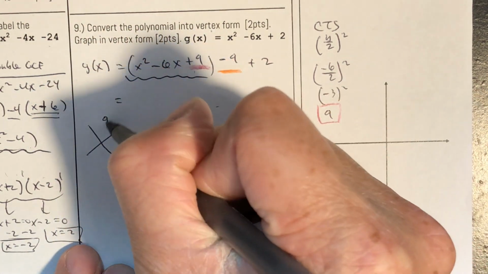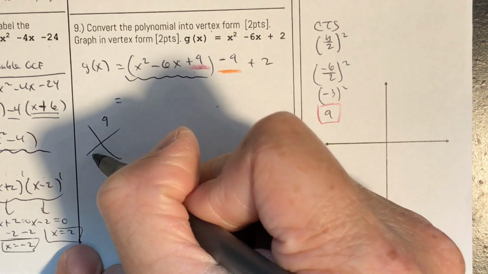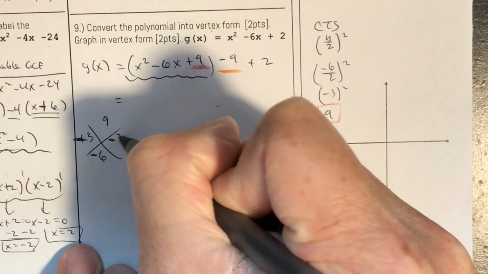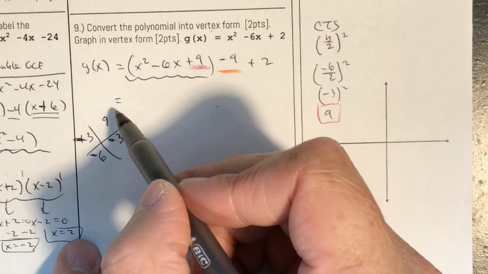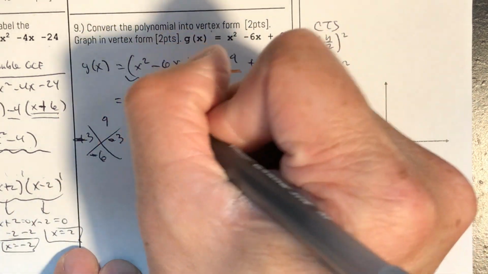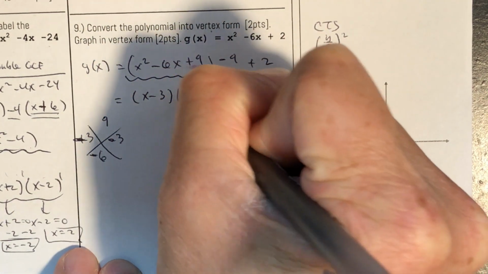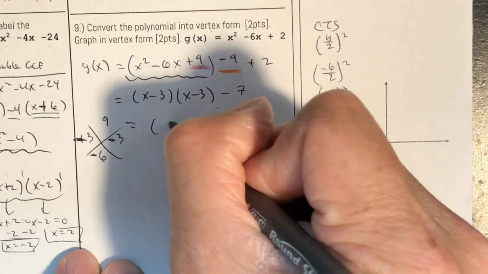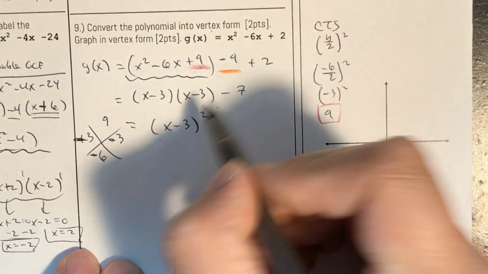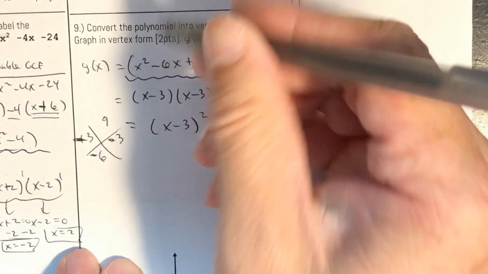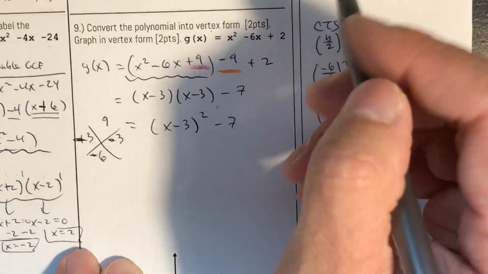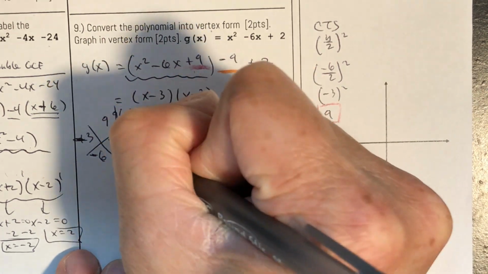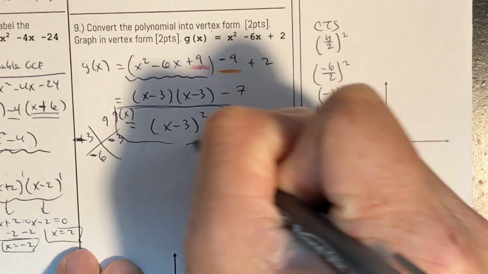Right? 9, 1 times 9, b value is -6. My two numbers that multiply are -3 and -3. -3 times -3 is positive 9. -3 plus -3 is -6. So this will become x minus 3, x minus 3, and it gives you -7. And this is called a perfect trinomial square. This is how you know you're doing it correctly. And so we have our vertex form from standard to vertex form. Let's write g of x. Let's kind of box this. Okay.